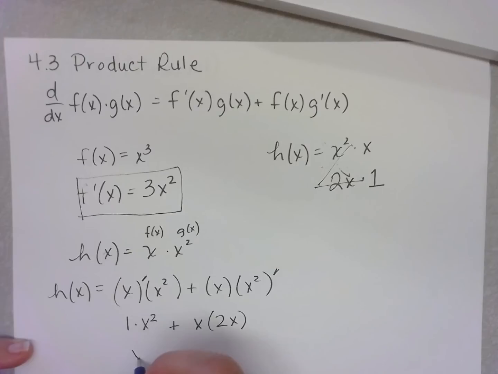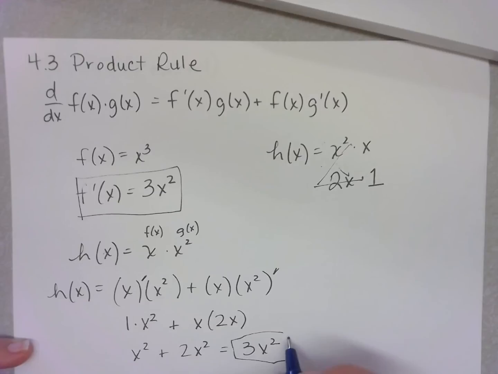So then what I have here is x squared plus x times 2x is 2x squared, and now this is actually 3x squared. And this in fact matches this up here.